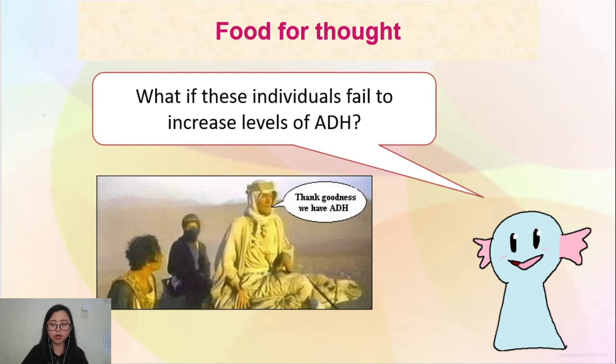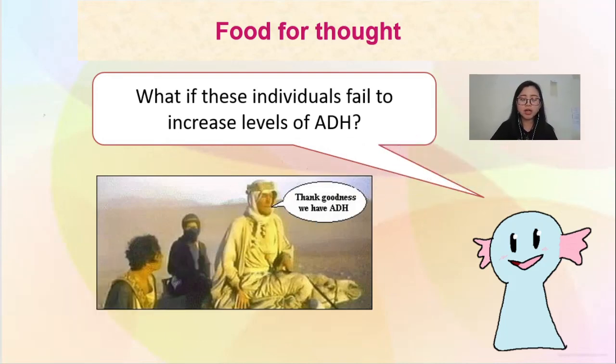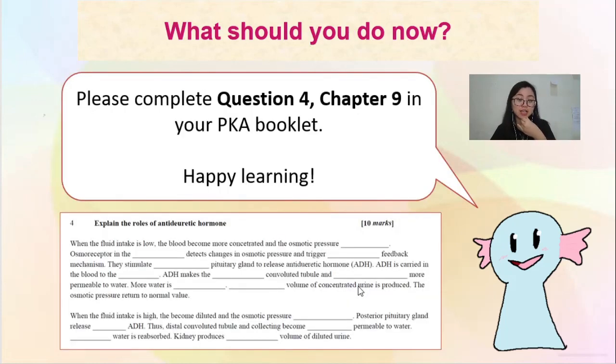I just have a quick food for thought, just a quick question. Okay, these guys are traveling in the desert, right? So they don't have a lot of water. What's gonna happen to them if their brain suddenly has a problem and their hypothalamus fail to increase the levels of ADH? Bayangkan kalau kamu sudah kurang minum air, tapi otak kamu tidak hasilkan ADH. What's gonna happen to your body? How long will you survive? Okay, itu sekian soalan KBKK.